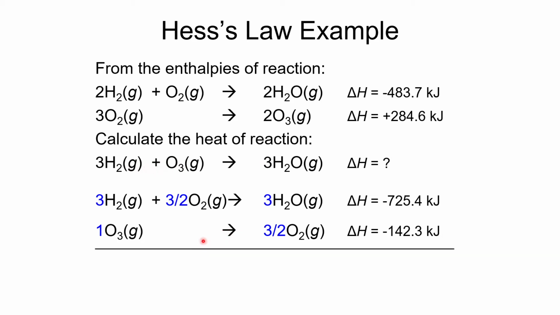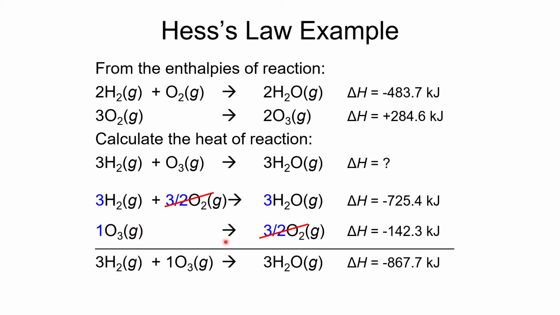So we're going to add these equations together, and when we add those equations together, we're going to cancel out the 3 halves of a mole of O2, so we'll cancel those out, and then we're left with just what's left over here. When we add those equations, we'll also add the delta H values together. And so you'll see that we get a value of negative 867.7 kilojoules for the overall equation. And that's how we do it.